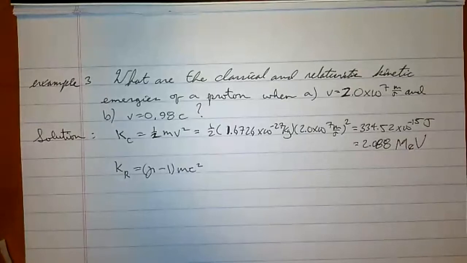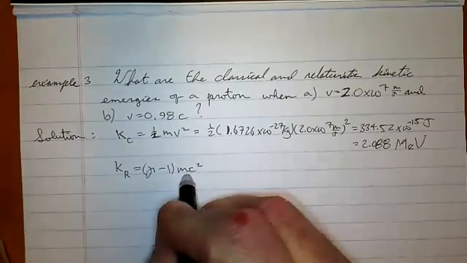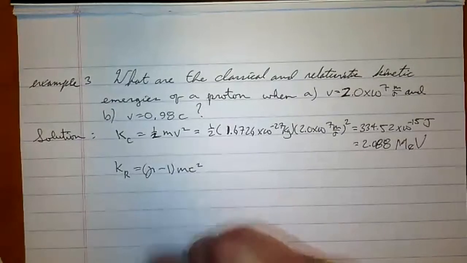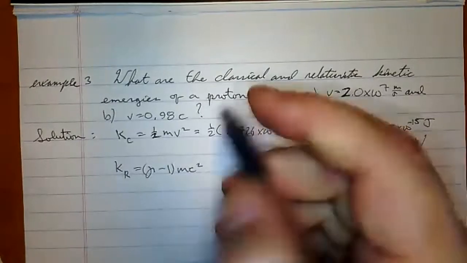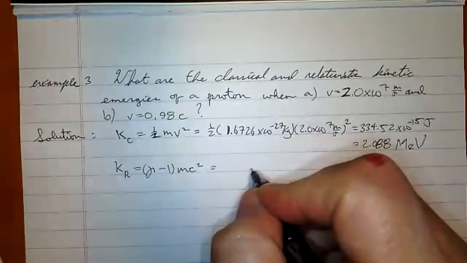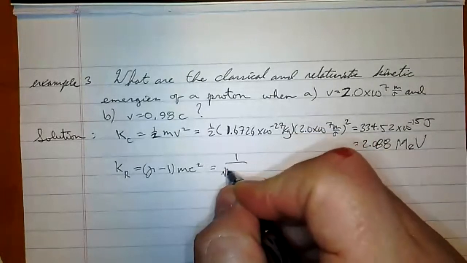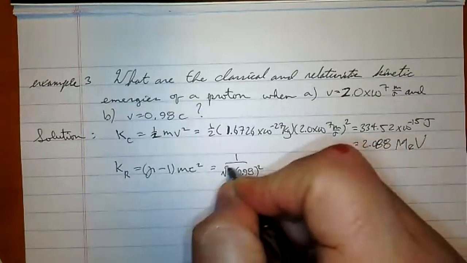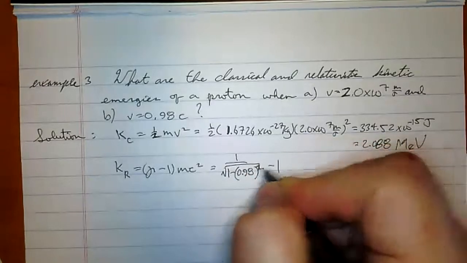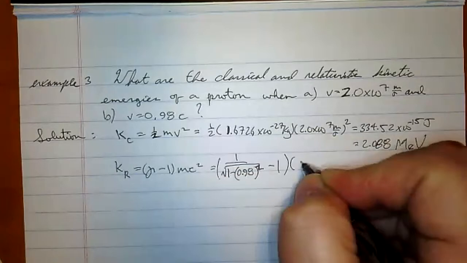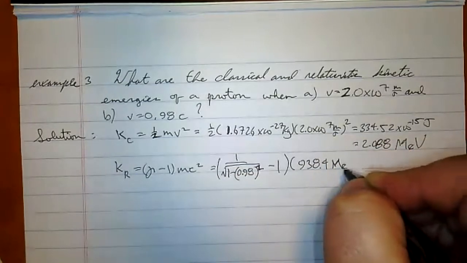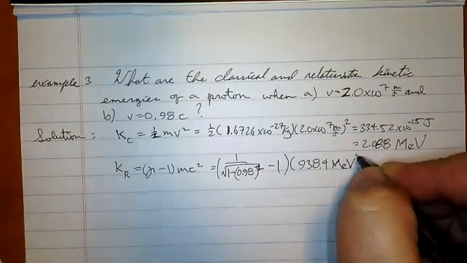Okay. So now let's try the other one. Luckily, we already have mc squared for the proton. That's 938.4. So I'm going to say it equals 1 over the square root of 1 minus 0.98 squared, minus 1, times 938.4 MeV. Like that.